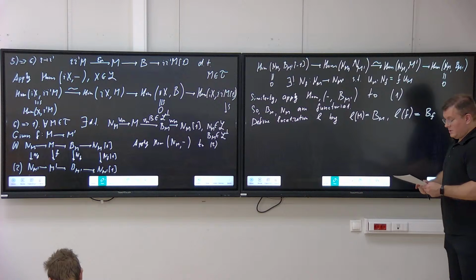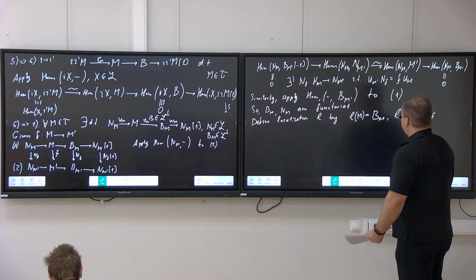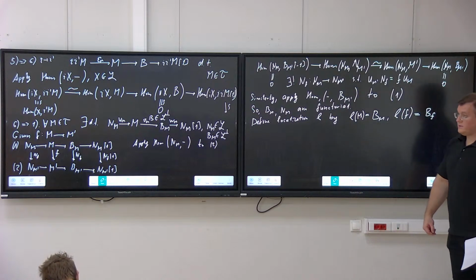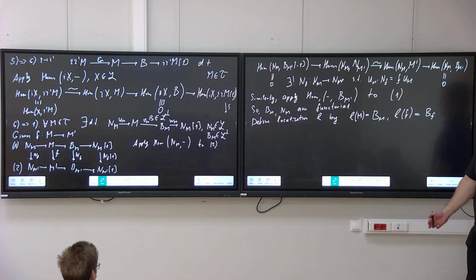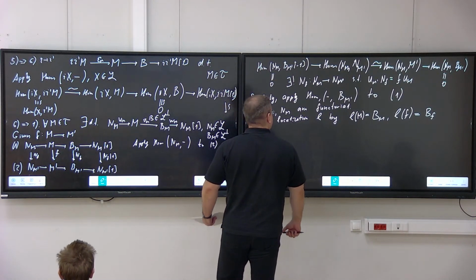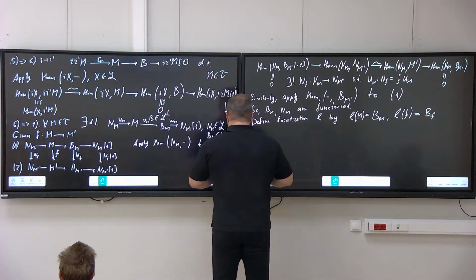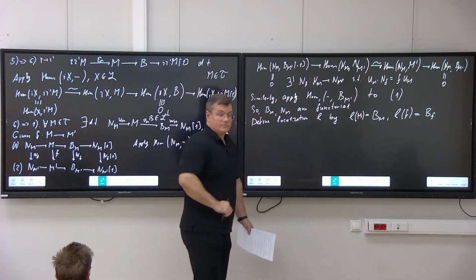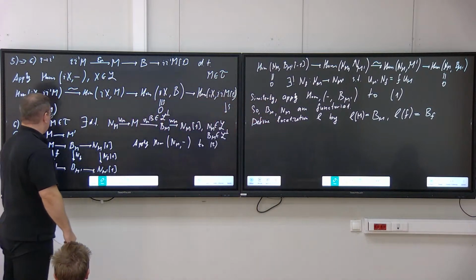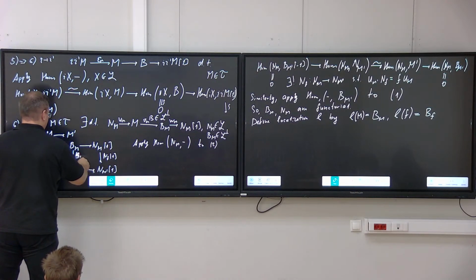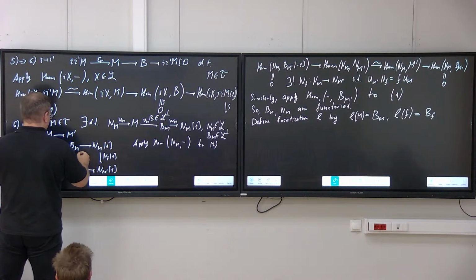And also, I think what is clear is that if you apply this L twice, you'll get just the same thing as if you apply L once. But what is less clear is that L is a triangulated functor, and this is what we need to check. This is supposed to be B sub F, of course. Just a mistake on the word.